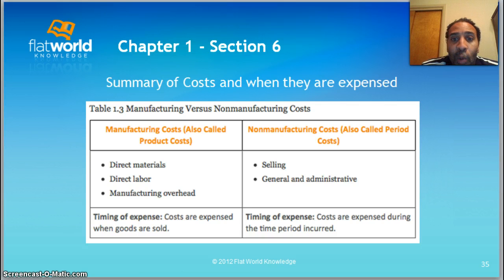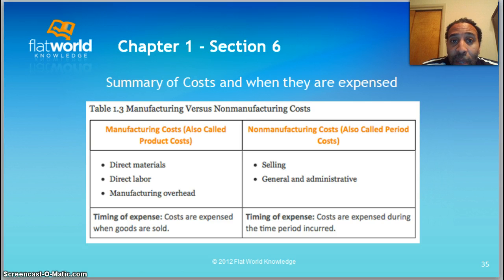So, a summary of costs and where they are expensed, right? And this is a nice little grid to break it down. Manufacturing costs, also called product costs: direct materials, direct labor, and manufacturing overhead, all involved in the creation of that furniture or desk. The timing of expense: costs are expensed when the goods are sold.